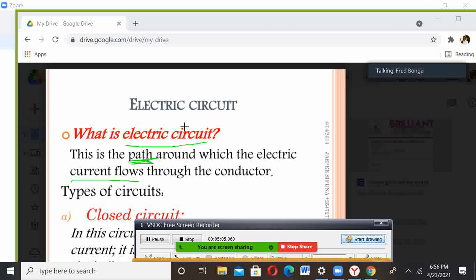So we have various types of these circuits. I want to refer to the circuits we made when we met. We made three circuits. We made a closed circuit, an open circuit. We also made a short circuit.